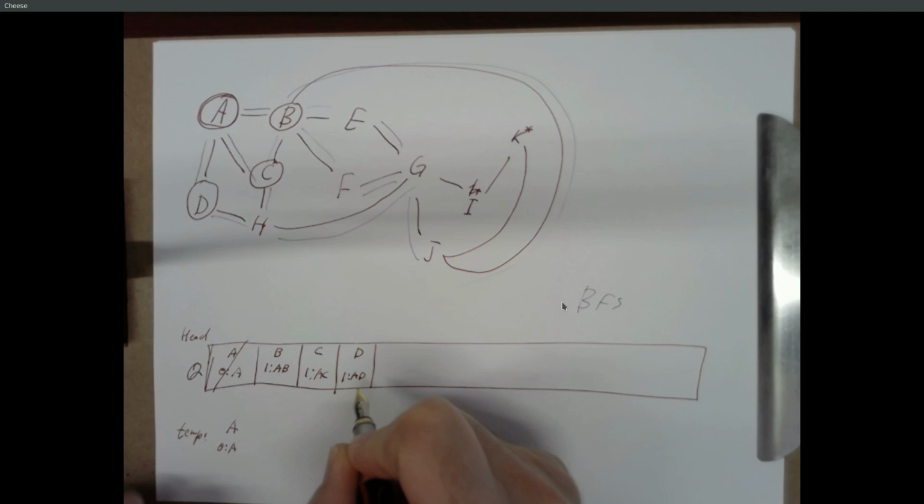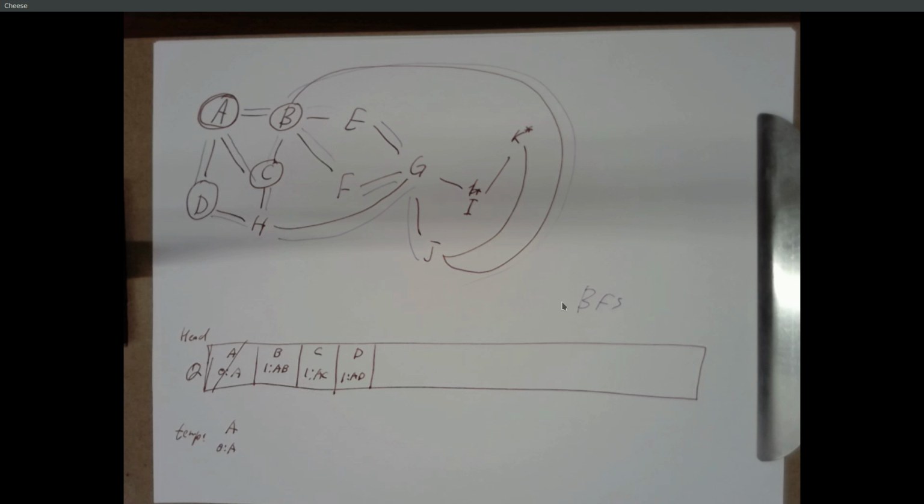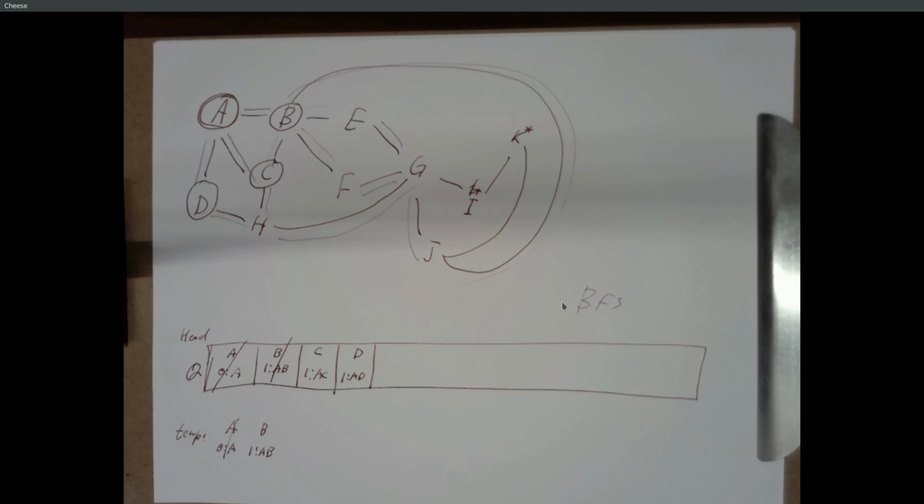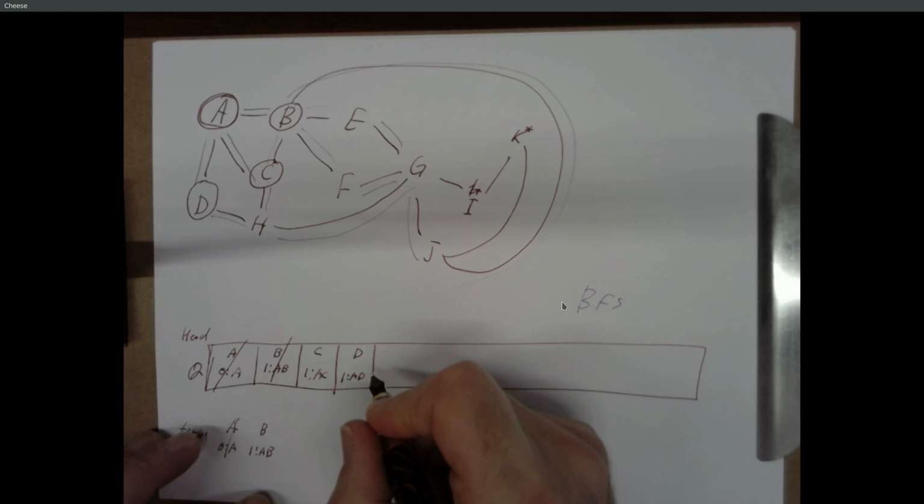All right, so remove the head of the queue. So our temp is now B, 1, colon, AB. And let's push its children into the queue. So what are its children? E. So we'll mark E.